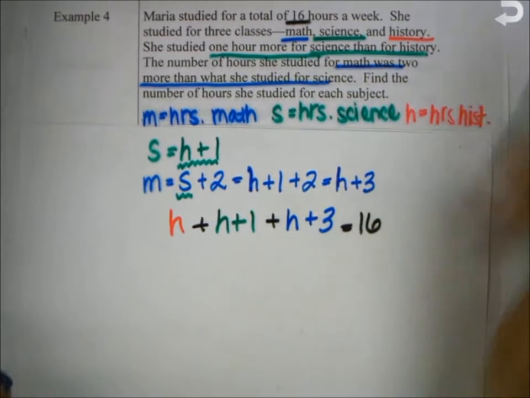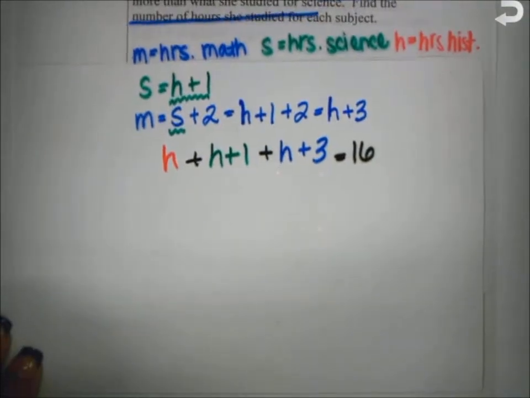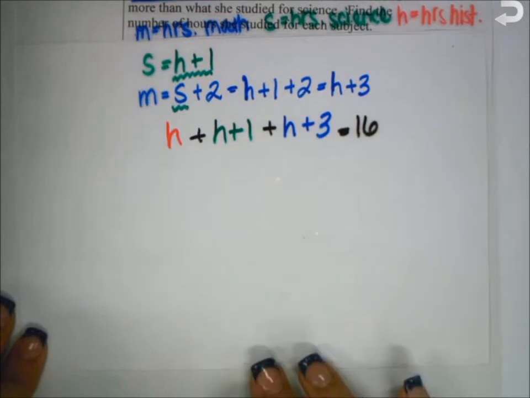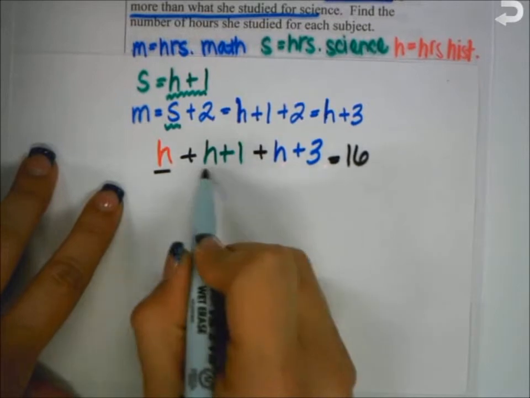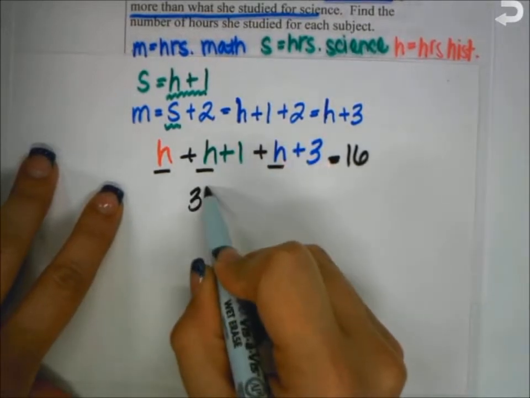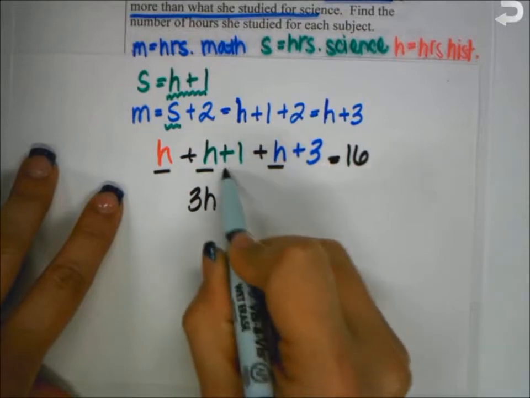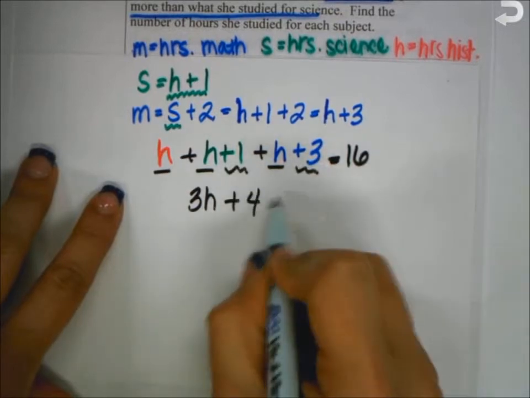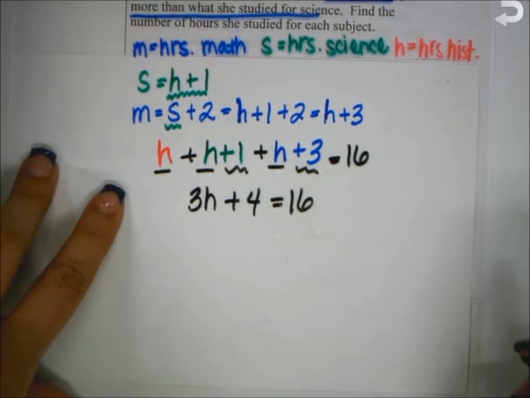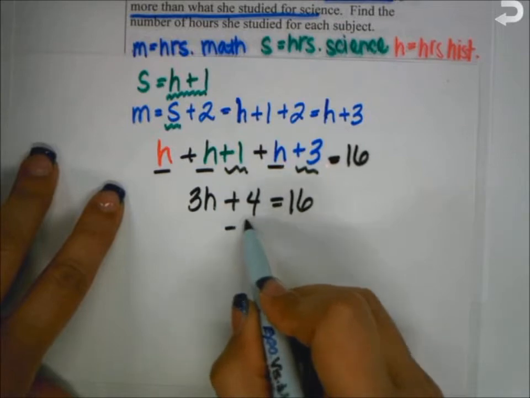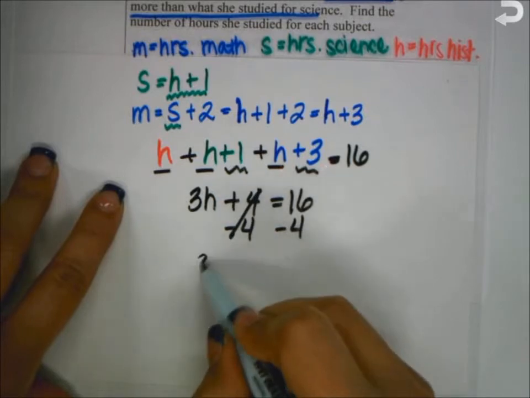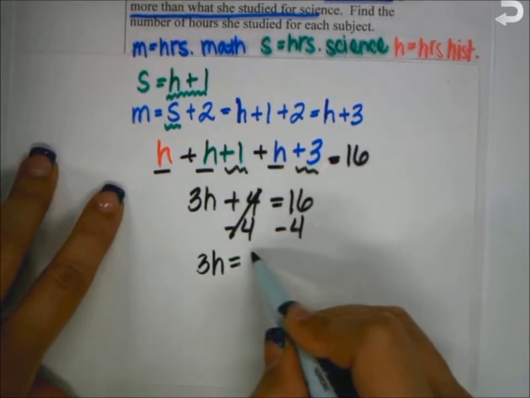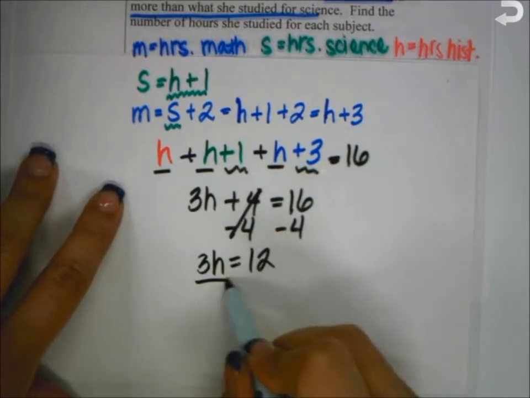Okay, so let's combine like terms. H plus H plus H gives me 3H, plus 1 plus 3 is 4, equals 16. To solve for H, I subtract 4 from both sides. 3H equals 12. To solve for H, I divide both sides by 3. So H equals 4 what? 4 hours. That's just for history.